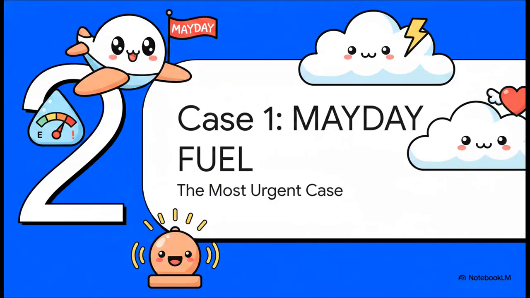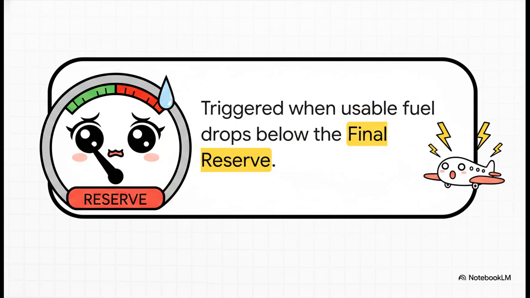Moving right into Section 2, Case 1, Mayday Fuel. Let's look at the parameters for the absolute highest level of urgency. The big question is, what actually defines a full-blown emergency? Well, a true fuel emergency officially exists when the calculated usable fuel on board, or FOB, drops below the final reserve. Think about what that final reserve actually represents. It's the absolute bottom line, the ultimate safety buffer that an aircraft simply cannot dig into. When the math shows a plane is going to land with less than that critical amount, it instantly shifts from a concern to a formal, undeniable emergency.